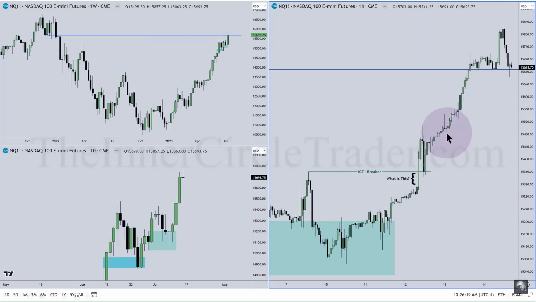Go over here, look what it's doing. It's going down, but it won't breach on a closing basis midpoint of that wick, which is consequent encroachment. That's tape reading. You can't see that in DOM. You can't see that in footprint. You're not even going to look for it. There's no reason for you to look for it because it's not in that theory.